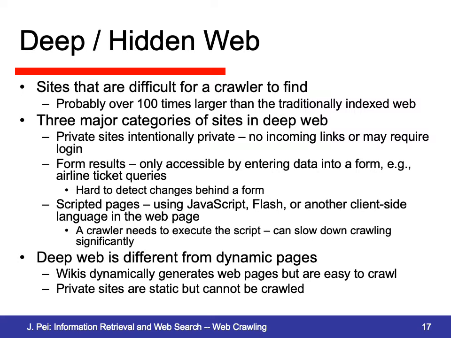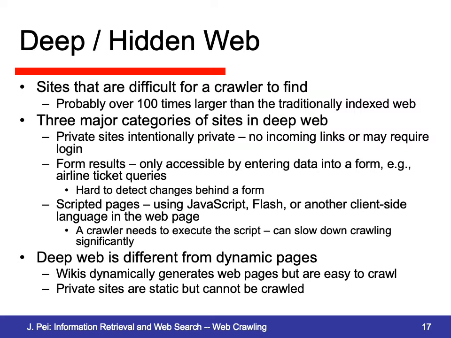The second category of deep web is form results. Essentially, it is a database hidden behind a web page. In order to access the information, one has to raise a query using the web interface, typically in a form. For example, consider the airline ticket queries. You have to input the information about the destination and the date in order to retrieve the airline ticket.